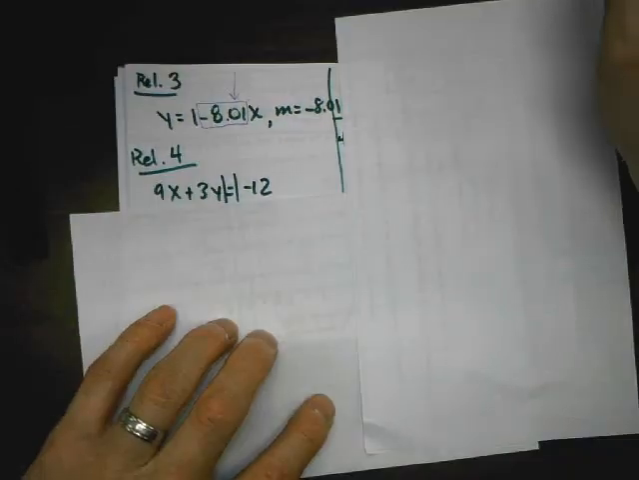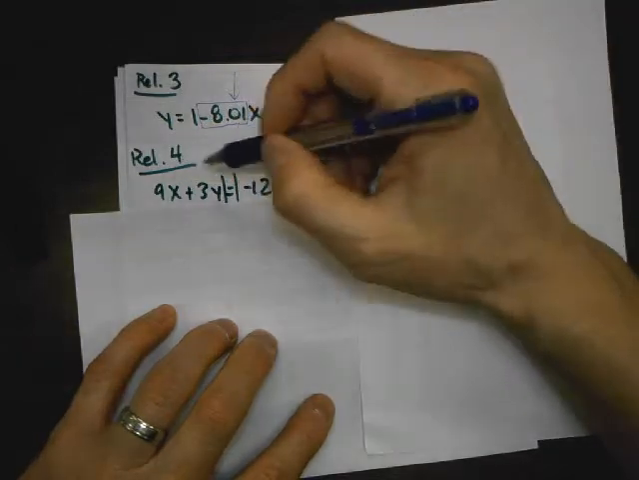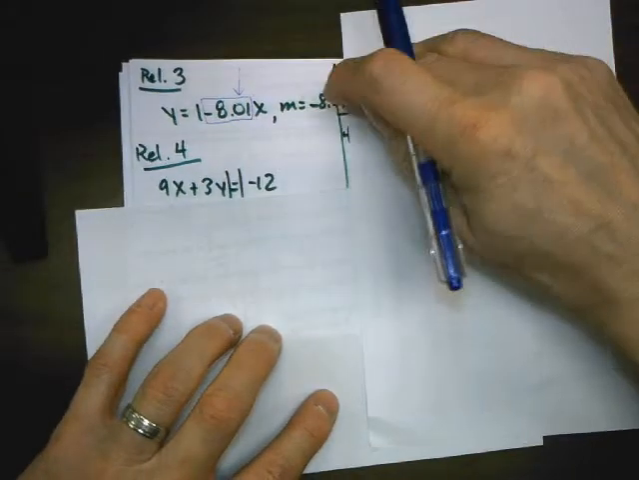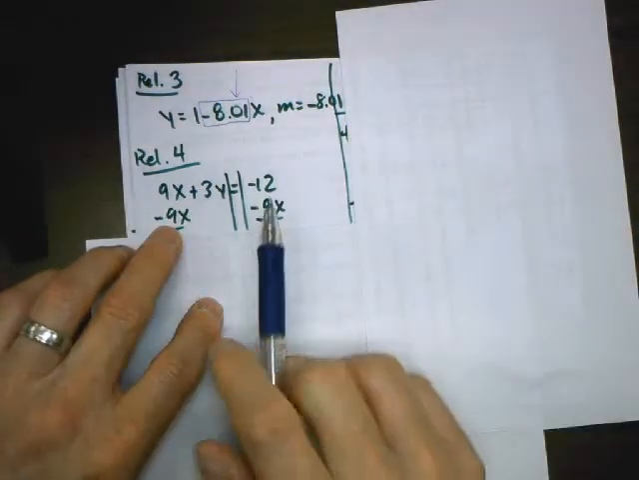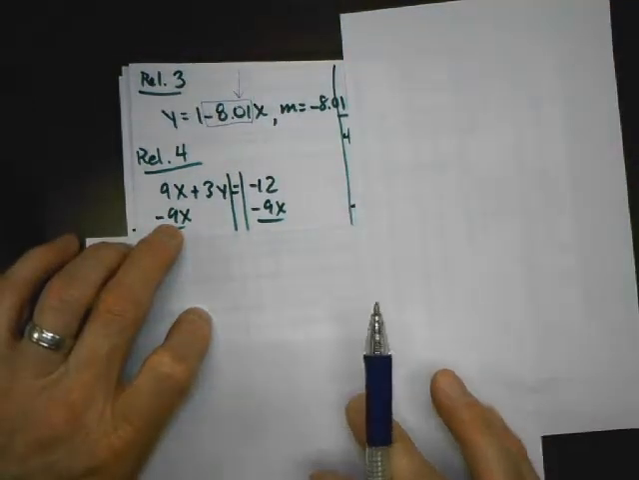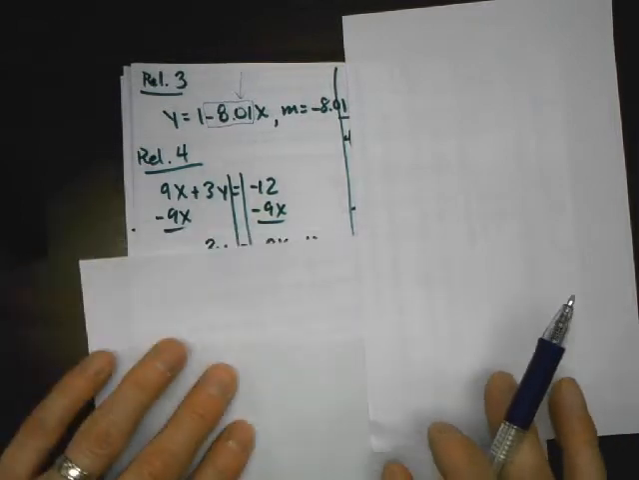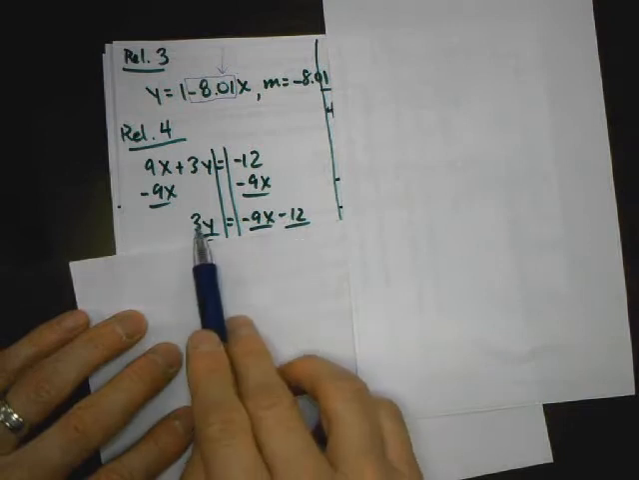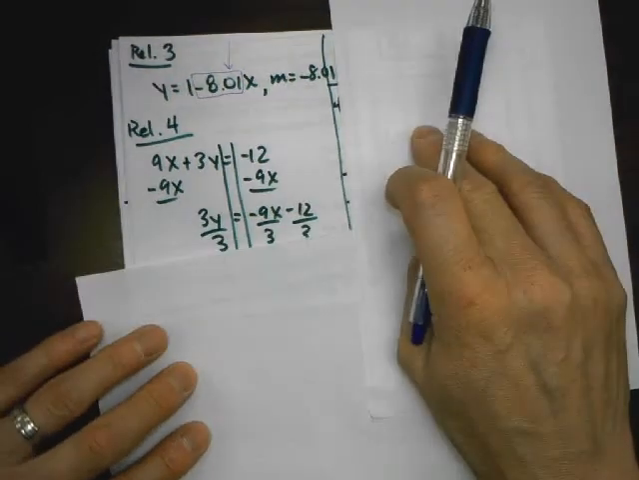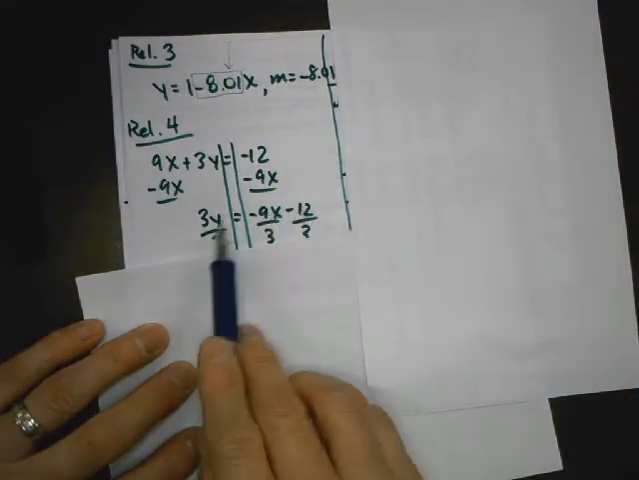Now for relation 4, it's not in slope-intercept form. The y is not isolated yet, so we have to isolate the y. So remember, we work farthest away from the variable first, so I'm going to subtract 9x, take the whole thing. Take the 9 and the x with it. Because remember, we don't want anything on the same side as y, right? So now it says 3y equals this, so I'm going to divide everything by 3. Now, this is the part where you have to divide every single thing.